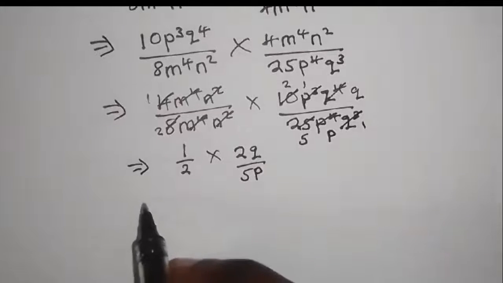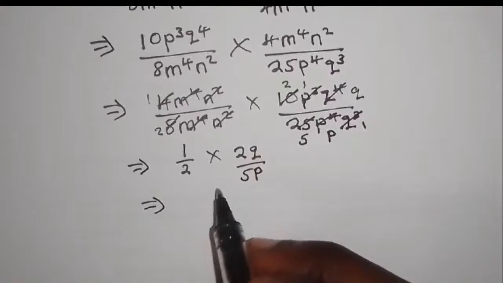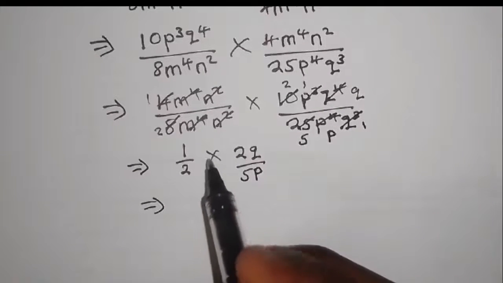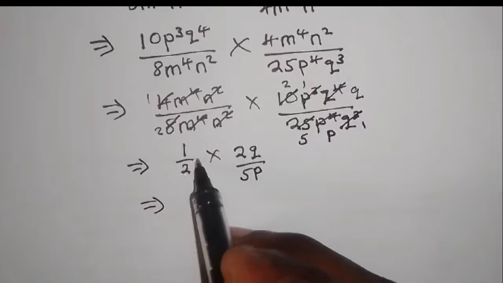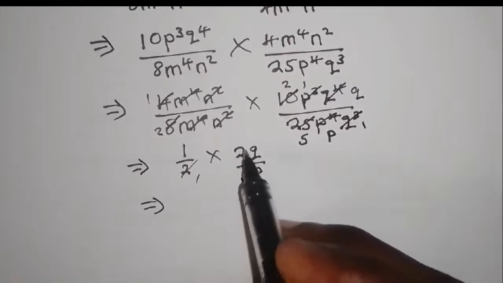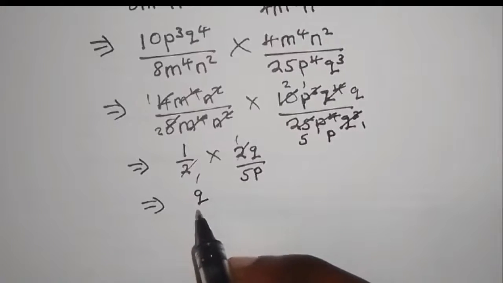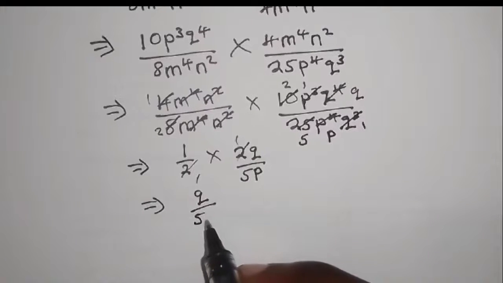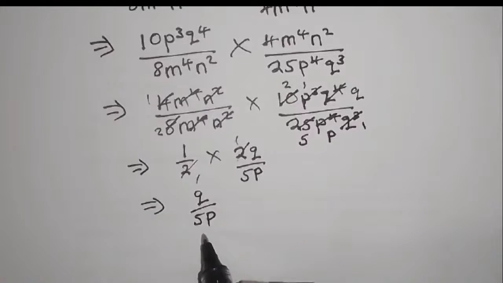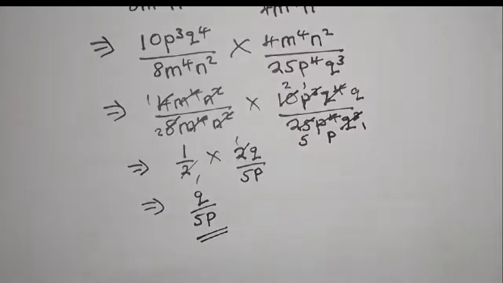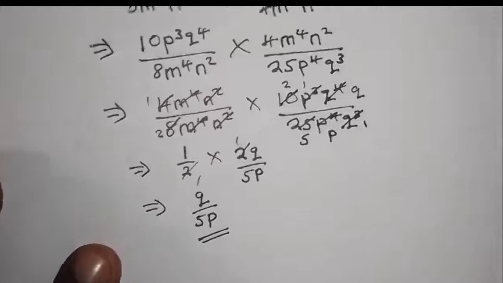And then from there, what you have is, this one can go there, it's 1, this one it's 1. So you just remain with q over 5p, okay? And this is the final answer, okay?